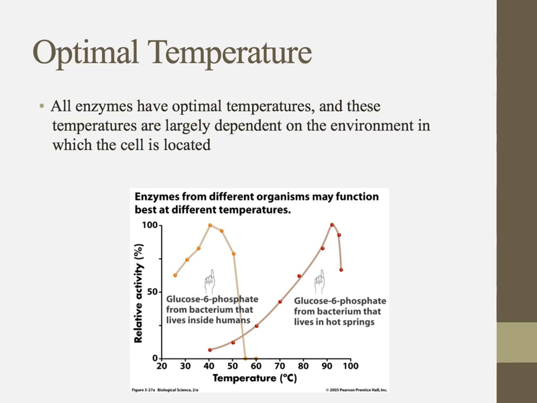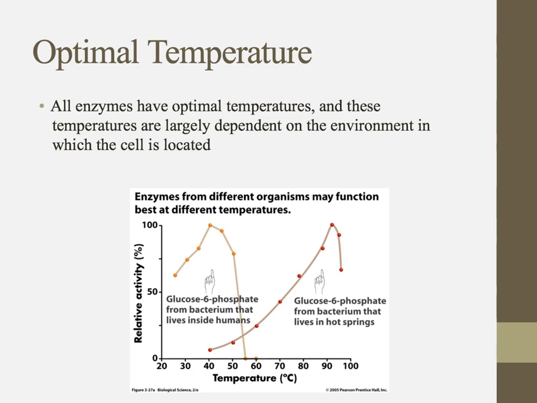Now, you've heard me mention optimal temperatures a few times. Optimal temperatures are very different for different enzymes, and that's largely dependent on what kind of organism it's in. So if you are a human, and humans have a natural body temperature of around 37 degrees Celsius, it's likely that your enzymes are going to have an optimal temperature that's somewhere around the same as your body temperature. They've evolved to have proteins or enzymes that work best at those temperatures.